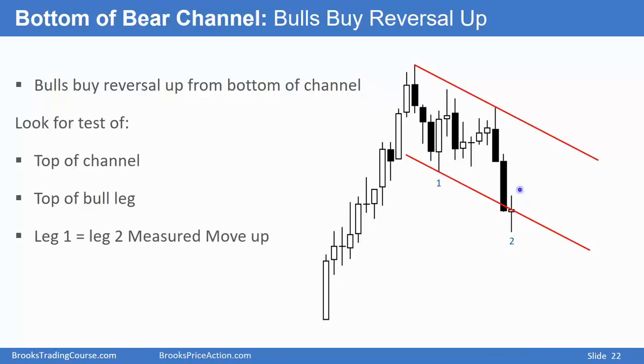Bulls look to buy a reversal up at the bottom of the channel. Therefore, they will place a buy stop to buy just above the high of this bar, because that would be a reversal up from the bottom of the channel. And they hope that will get some kind of a second leg up. Maybe leg 1, pullback, leg 2.